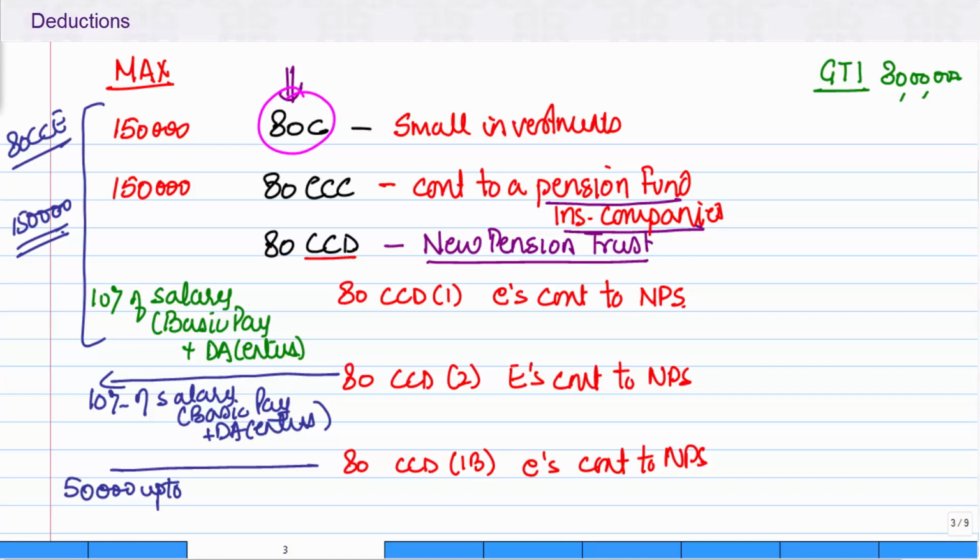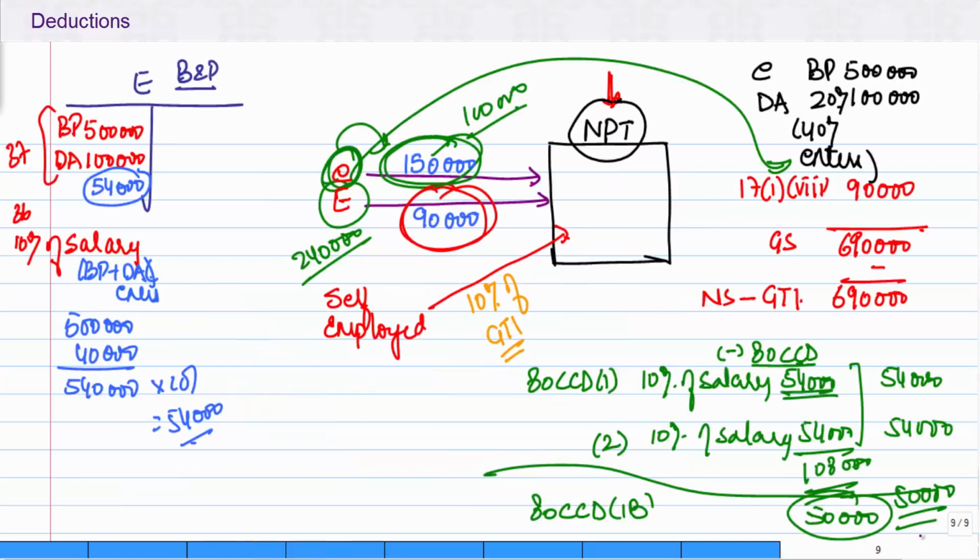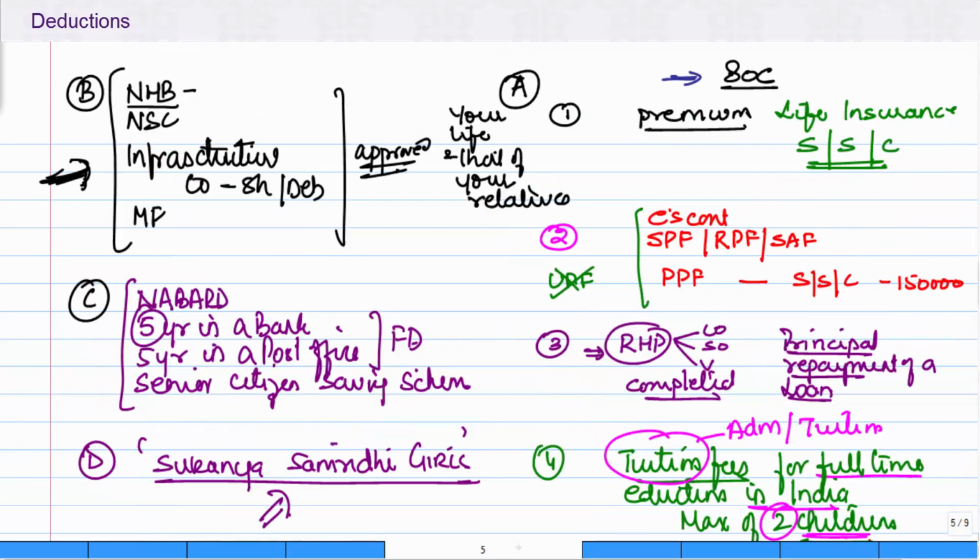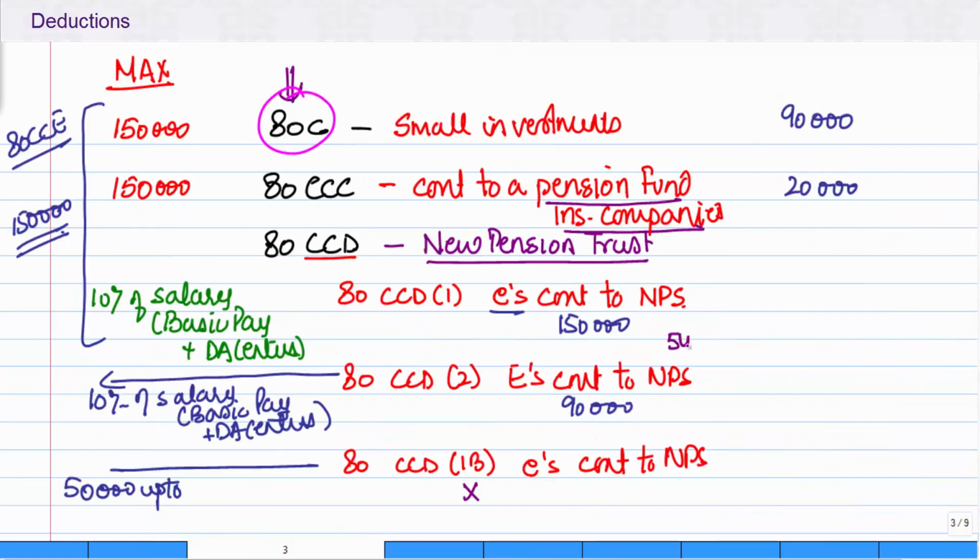So if I take an example, I say my deductions of 80C are amounting to 90,000. I say my 80CCC is amounting to 20,000. And there is an employee's contribution, like we just said, 1,50,000. There is an employer's contribution, I say 90,000. What do we do? Let's first do, if we don't have 1B, what will happen? Now, assuming that, continuing with this example, the employee's salary is 5,40,000, which is basic pay plus DA enters into 10%. So this is going to come to 54,000.